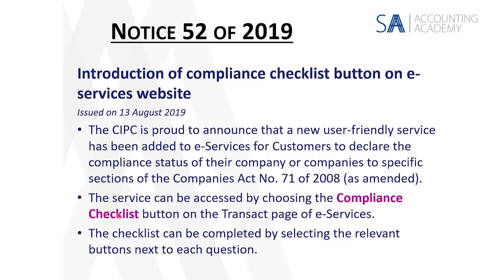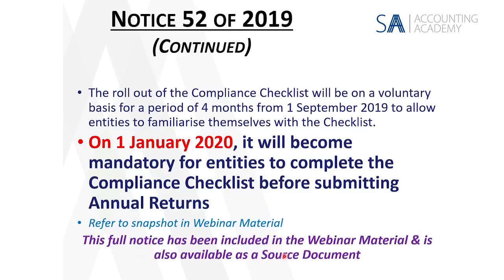You choose the Compliance Checklist button, but you've got to be logged in first of all. You log into e-services, then you click on Transact, and then you click on the Compliance Checklist button. Then it asks questions, and you'll say yes, no, or not applicable. You'll have to select whichever. The rollout of the Compliance Checklist was on a voluntary basis for the 4-month period from the 1st of September, and that was to allow entities to familiarize themselves with the checklist.